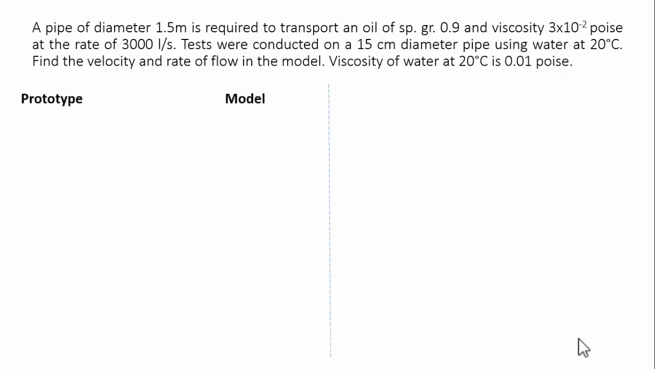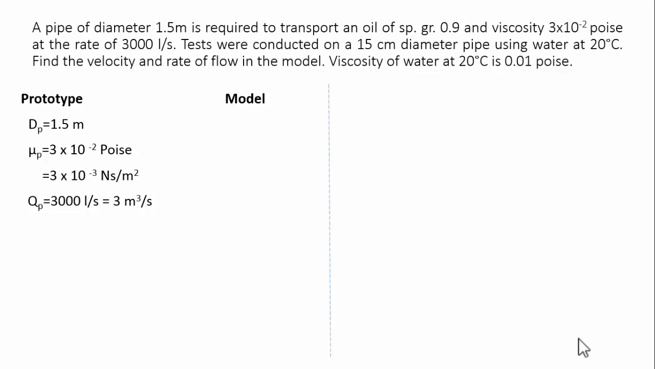So in the prototype the diameter is given as 1.5 meters and the viscosity of oil is 3 into 10 to the power of minus 2 poise. We know that 1 Newton second per meter square is 10 poise. So that is equal to 3 into 10 to the power of minus 3 Newton second per meter square. And discharge in the pipeline is given as 3000 liters per second. We know 1000 liters is equal to 1 meter cube. So that is 3 meter cube per second.